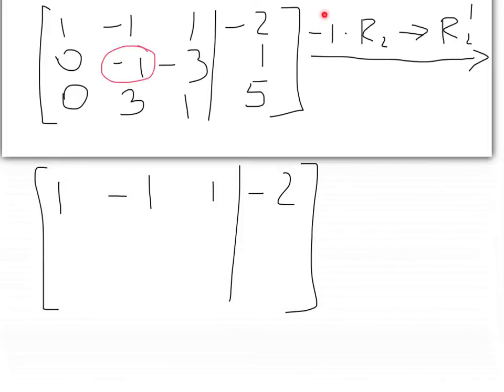Negative 1 times whatever is in row 2. Negative 1 times 0, negative 1 times this, negative 1. So each element you multiply by negative 1. Negative 1 times 0 becomes 0. Negative 1 times negative 1 becomes 1. Negative 1 times negative 3 becomes positive 3. And negative 1. Okay, what are you doing to row 3? Nothing. Your instructions only deal with row 2. So row 3 stays the same.